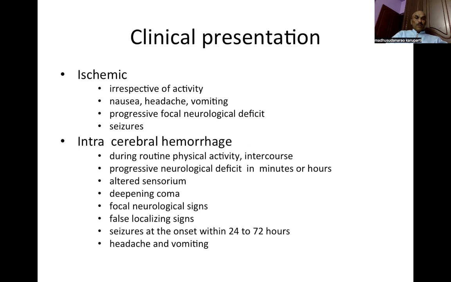Ischemic stroke can occur irrespective of the individual's activity. Maybe at rest, maybe due to sleep, or due to activity, irrespective of the activity, ischemic stroke can present. The patient will develop nausea, headache, and vomiting. There's a progressive focal neurological deficit and seizures. And the clinical spectrum of manifestation depends upon the area or the site of obstruction to the blood vessel, that is, the blood vessel that is affected.